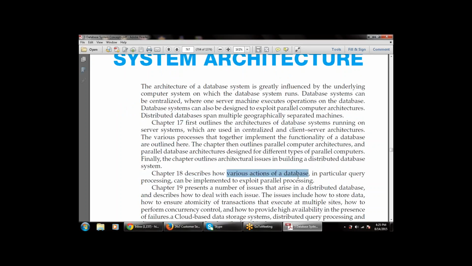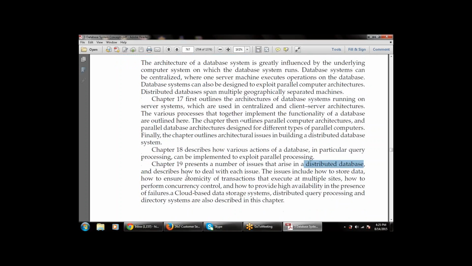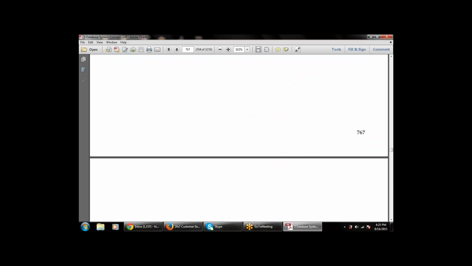Then chapter number 18 describes how various actions of a database, in particular query processing, can be implemented to exploit parallel processing. Then chapter number 19 presents a number of issues that arise in a distributed database and describes how to deal with each issue. So chapter 17 means architecture of a database system, 18 means various actions of a database, and 19 means various issues that arise in a distributed system.